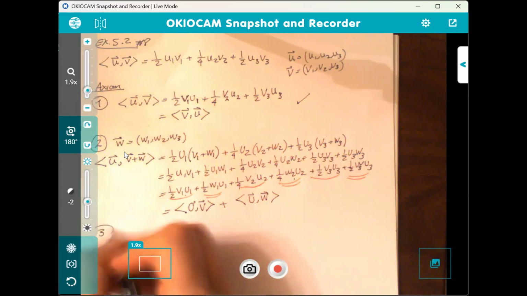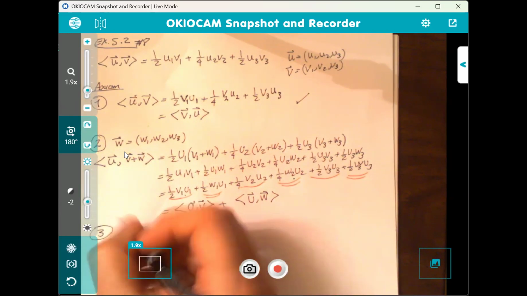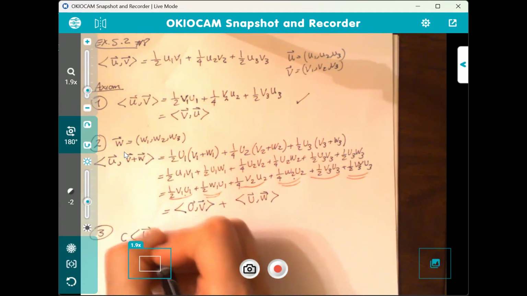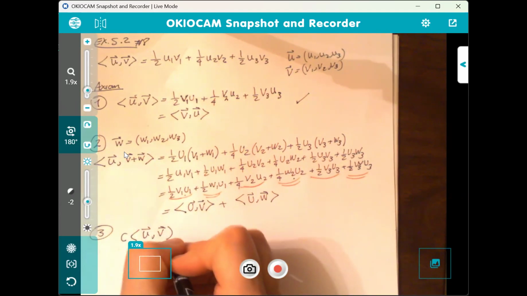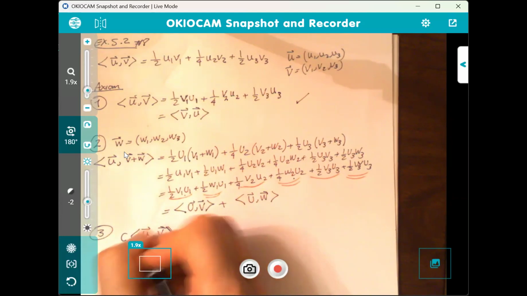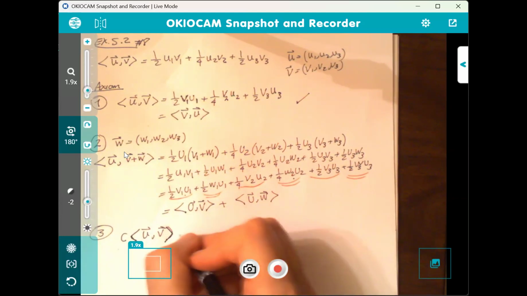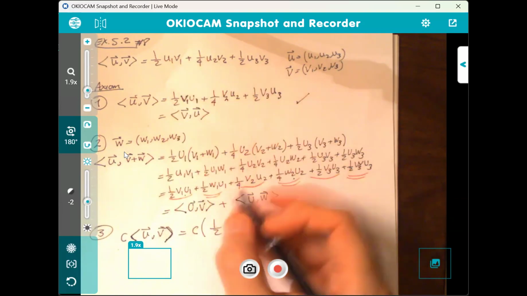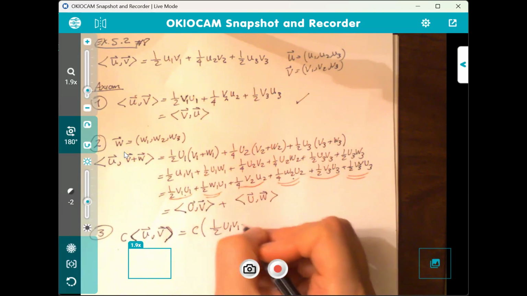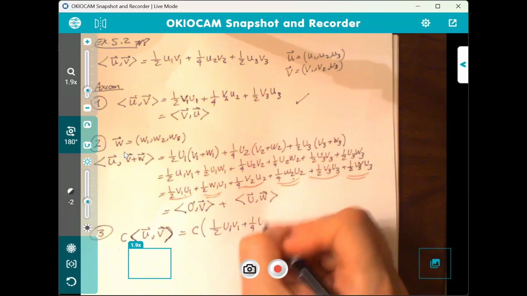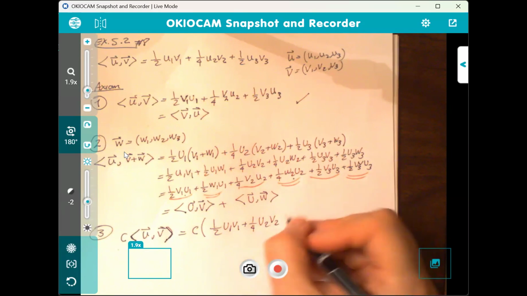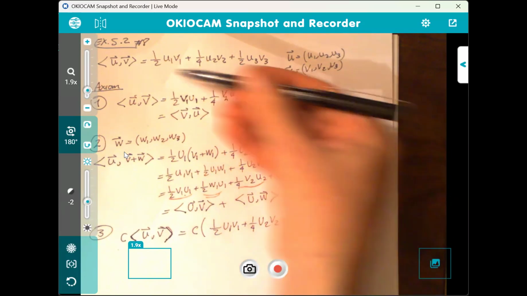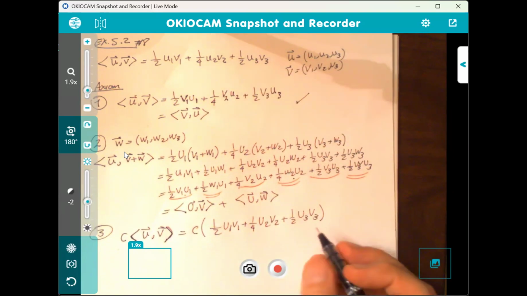Let's do number 3. Number 3, so c is a scalar now. Let's do c times u dotted with v. So for this one, that means c times the definition of dot product. He gave us that. I'm just writing it from the first line: 1/2 u1 v1 plus 1/4 u2 v2 plus 1/2 u3 v3. That's up here. Okay, and what do we do next?